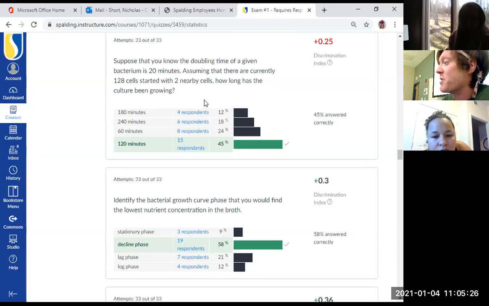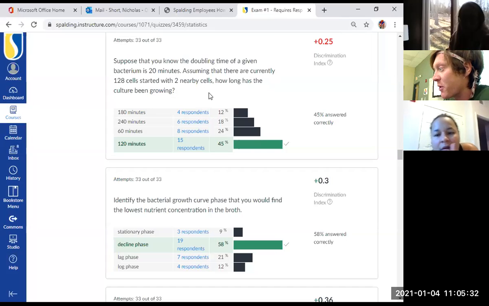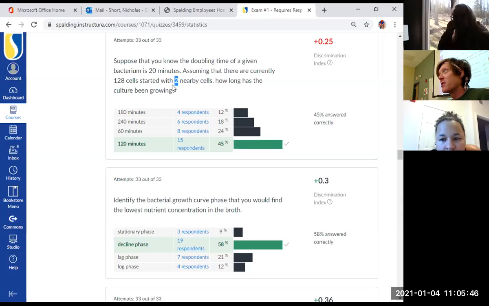Okay. This was one of the trickiest questions on the exam, but I felt fair giving it to you because we had talked about it during the review. The way that I wanted you to work this out is that if there are 2 nearby cells, they divide every 20 minutes. How many times do you have to multiply 2 by 2 to get to 128? You'd multiply it by 2 6 times to get 128.